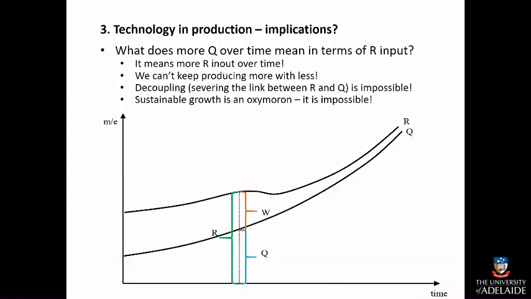So you may get to a point where, if everything lines up quite well, you might be able to produce a bit more and reduce resource input. But ultimately, as you produce more real output and you reach thermodynamic limits, it means you use more resource input. Can't avoid it.